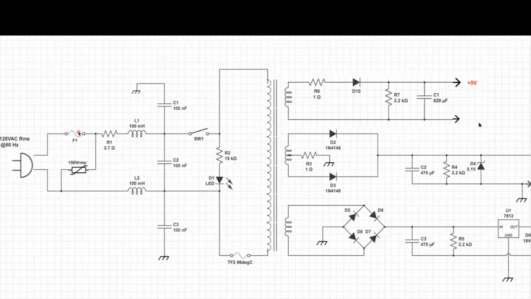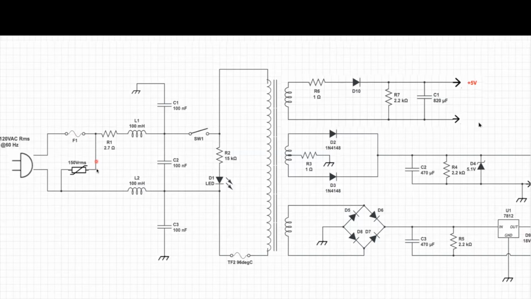Nonetheless, the fuse is there to protect us. If something shorts out in the device and draws heavy current, we don't want those components to overheat, potentially catch on fire, and cause catastrophic damage. That can happen if there's a short circuit. So we have a protection fuse.